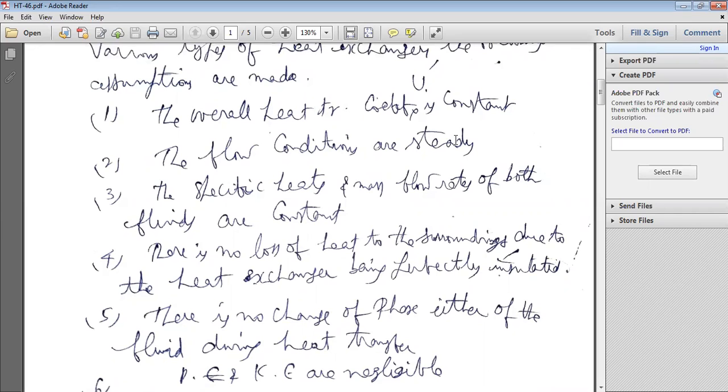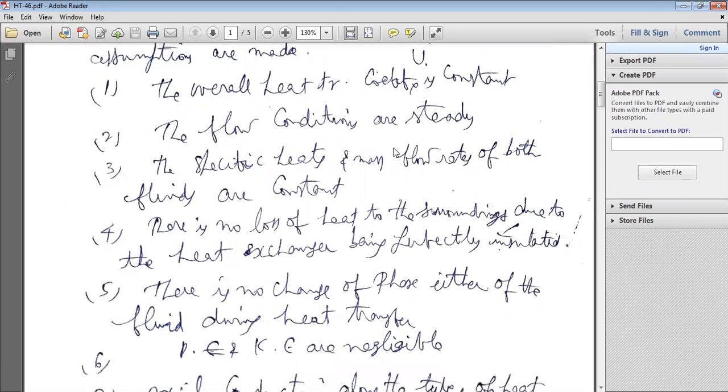That is, we take the temperature at a given time, for example, 100 degrees centigrade. After 1 hour, if you measure, the temperature is the same at that given location. That is 100 degrees only. So if the property does not vary with time, that is known as steady state condition. And here, specific heats and mass flow rates of both the fluids are constant. That is, specific heats and mass flow rates of hot fluid and cold fluid are constant.